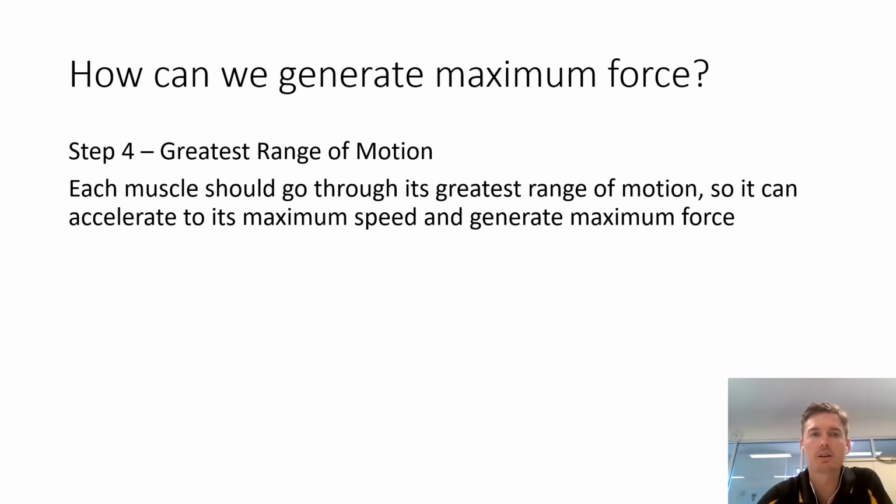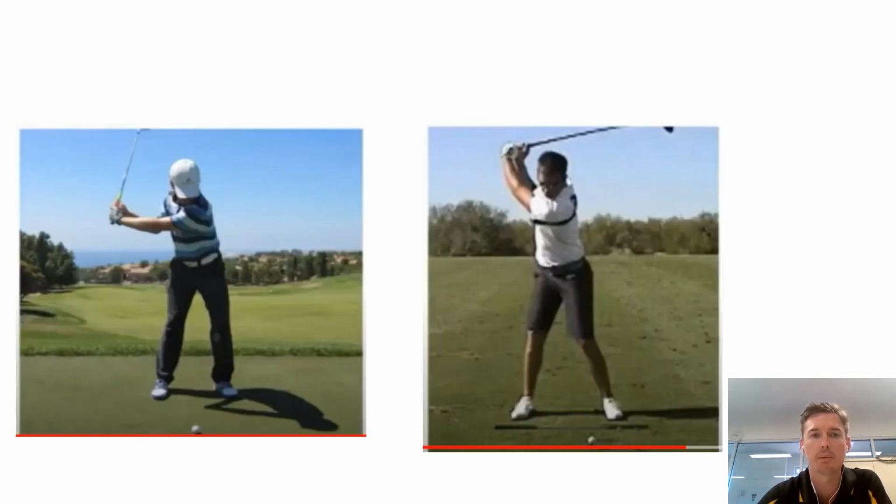Step 4 is the greatest range of motion. Each muscle should go through its greatest range of motion so it can accelerate to its maximum speed and generate maximum force, which just makes sense. If I'm already standing up and ready to do a free throw, I'm not putting my legs through the range of motion. If I'm bending down, hunched over, I can then engage my legs, put them through the range of motion and lift up.